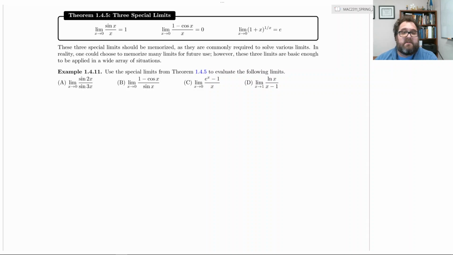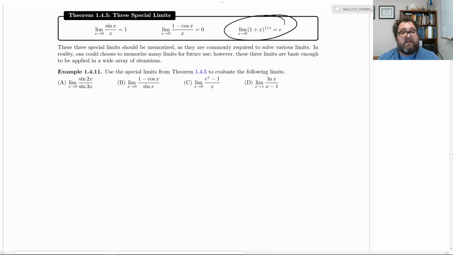All right, welcome back to Calculus. Today we're going to talk about these three special limits. In the previous video, we talked about the first one, and in fact, we used it to show why this second limit is true. Now, this third limit is new.